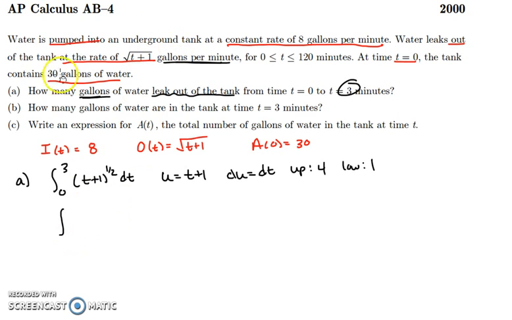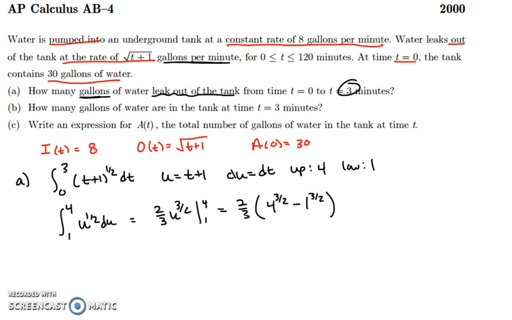from 1 to 4, not 0 to 4, but 1 to 4 of u to the 1/2 du, which is going to equal 2/3 u to the 3/2 from 1 to 4, which is 2/3 times 4 to the 3/2 power minus 1 to the 3/2 power. And this is a no calculator question.